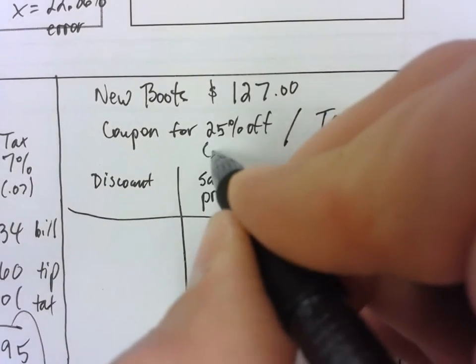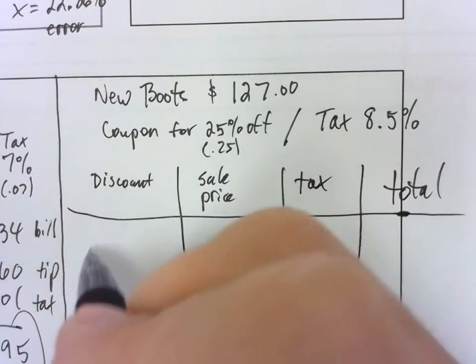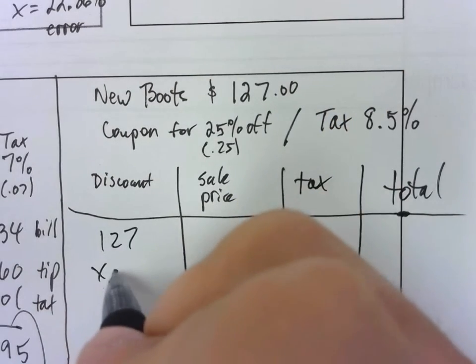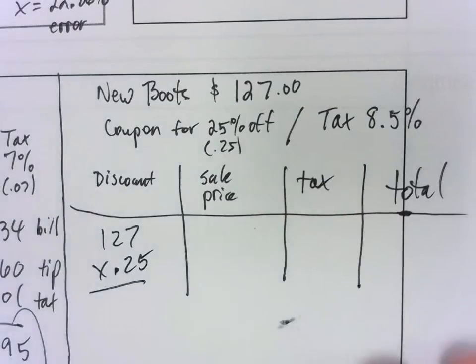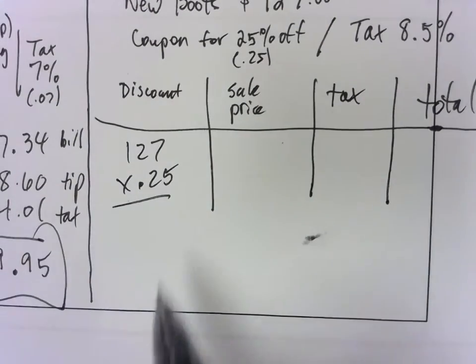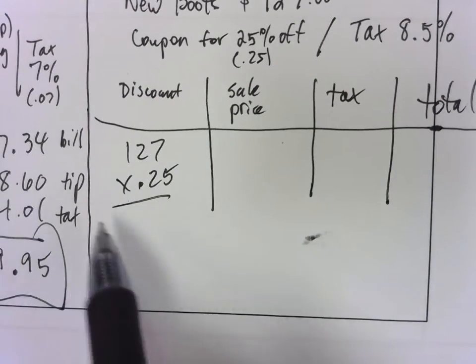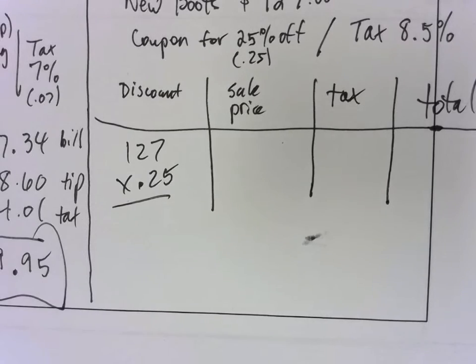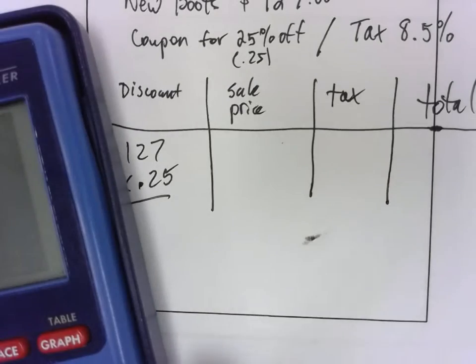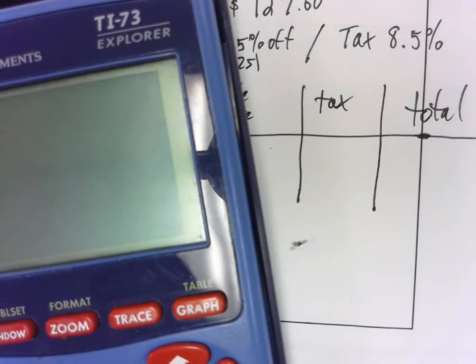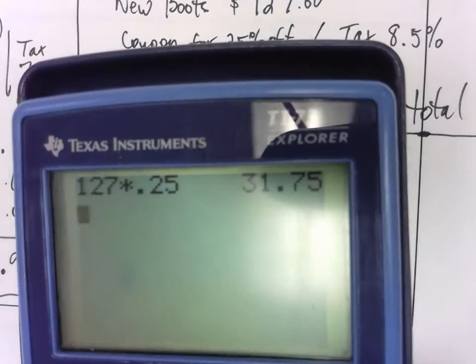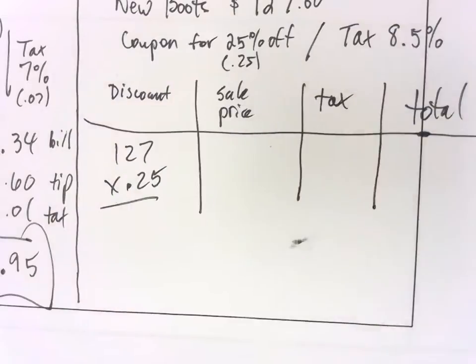25% off. The decimal for that, of course, is 0.25. So I'm going to do 127 times 0.25. Again, if you had to do it by hand, you just have to do it like that. Multiply everything by 5, multiply everything by 2, then move your decimal over 2 places. Okay, but we'll use the calculator to help us speed things up here. 127 times 0.25. All right, that comes up to be a discount of $31.75.